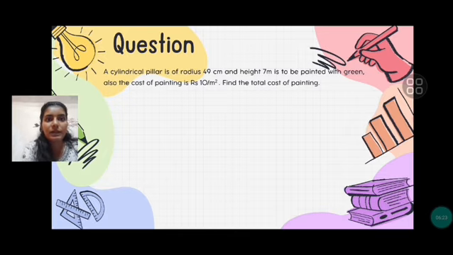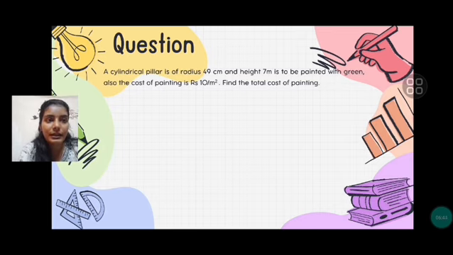We have a question here. A cylindrical pillar of radius 49 centimeter and height 7 meter is to be painted with green. Also, the cost of paint is rupees 10 per meter square. Find the total cost of painting.